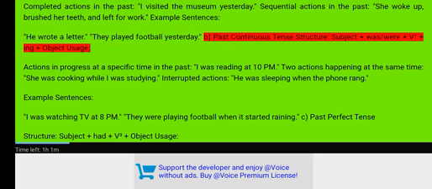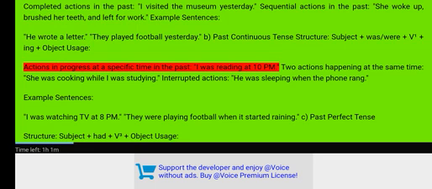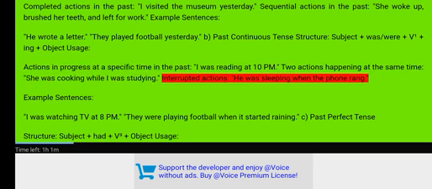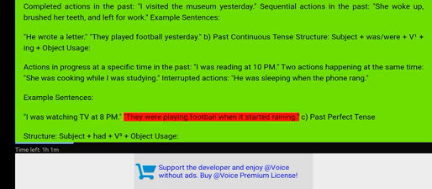B. Past continuous tense. Structure: subject plus was, were plus verb plus ing plus object. Usage. Actions in progress at a specific time in the past: I was reading at 10 p.m. Two actions happening at the same time: she was cooking while I was studying. Interrupted actions: he was sleeping when the phone rang. Example sentences. I was watching TV at 8 p.m. They were playing football when it started raining.